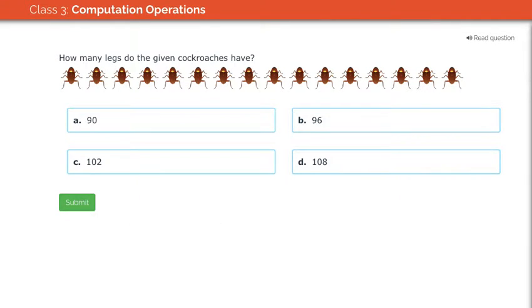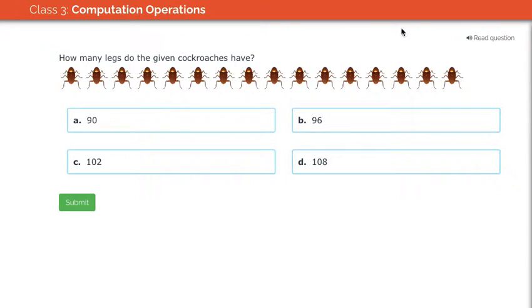Looks like they all have the same number. Let's count one cockroach's legs and multiply it by how many cockroaches there are. 1, 2, 3, 4, 5, 6. So 6 legs in one cockroach.